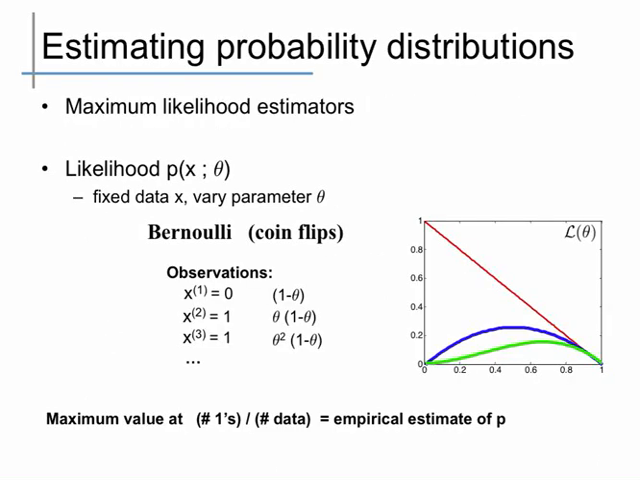Of course, in any machine learning class, we're primarily interested in estimating quantities from data. So what do we do if we get a couple of observations?